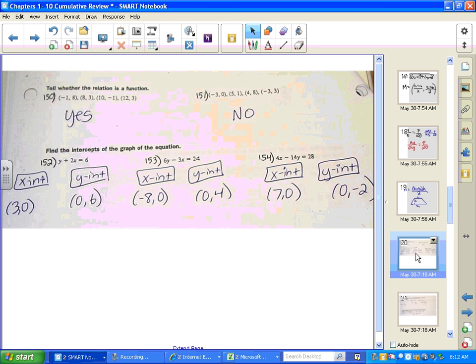All right, 150 is yes. 151 is no. 152, x-intercept (3, 0), y-intercept is (0, 6). 153, x-intercept is (-8, 0), y-intercept is (0, 4). 154, x-intercept is (7, 0), y-intercept is (0, -2). Questions on this page? Emma.